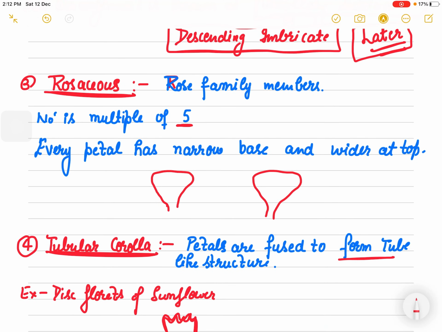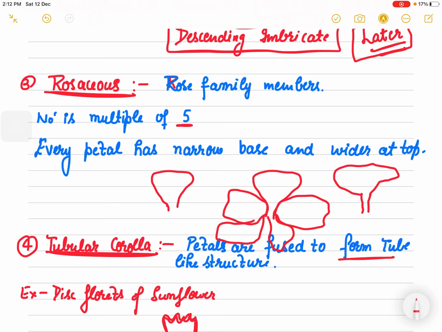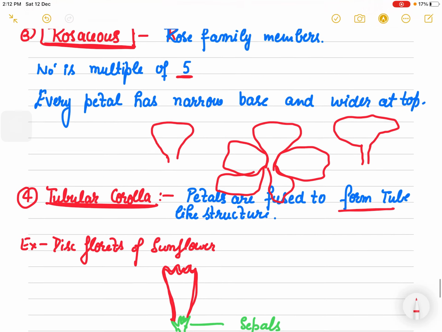Next is the rosaceous corolla, of rose family members. Always you will observe the petals are multiples of 5, like 5, then 10, then 15, 25. Every petal has a narrow base and is wider at the top. This kind of arrangement of the corolla will be observed in the rose members. This is called rosaceous corolla.